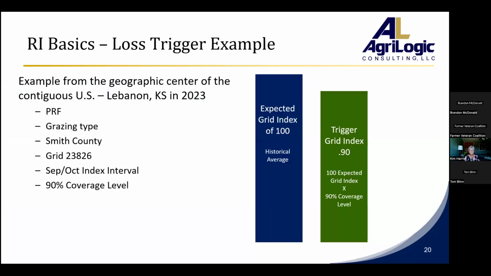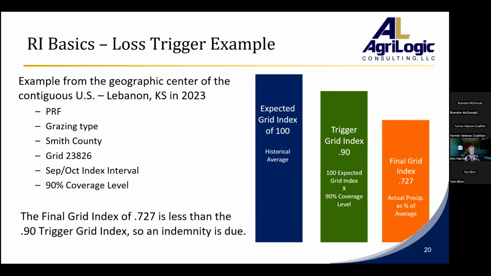So a loss trigger example, again in the center of the contiguous U.S., in Lebanon, Kansas, we have pasture, rangeland, and forage. We picked a grazing type in Smith County, Kansas. The grid number is 23826, and during the September-October index interval, of course, the expected grid index was 100, and we elected a 90% coverage level, so that gave us a trigger grid index of 0.90. In this example, during this time frame, the final grid index that was published was 0.727. So therefore, it's going to trigger an indemnity because that 0.727 is less than our trigger of 90%.